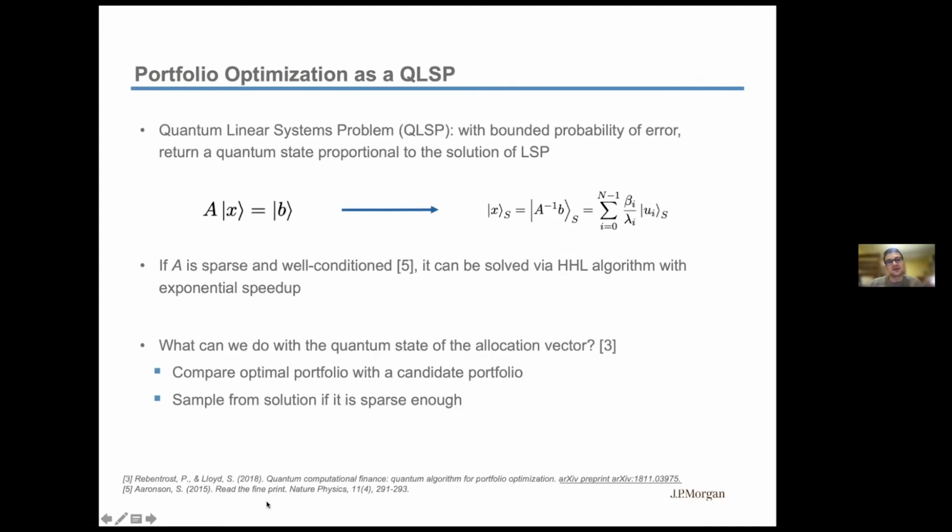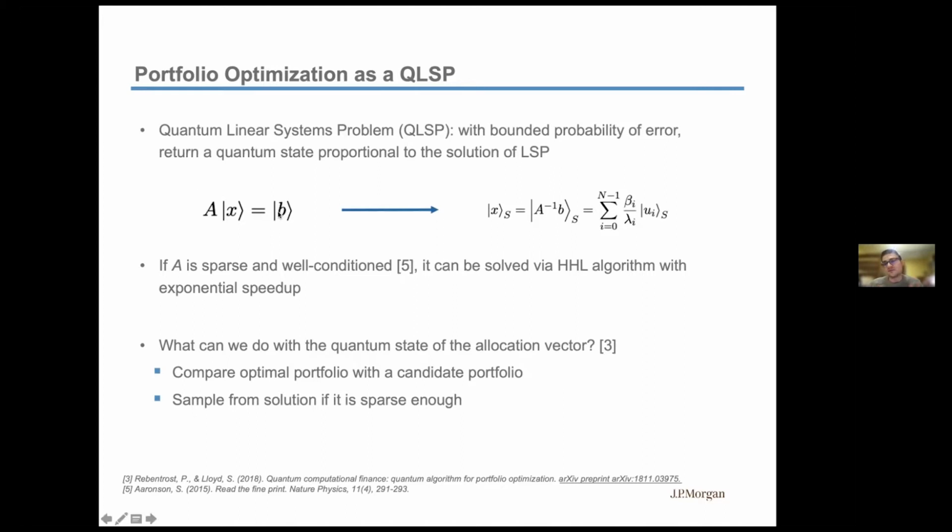Here we'll be formulating portfolio optimization as a QLSP. QLSP stands for Quantum Linear Systems Problem. This was the problem developed alongside the HHL algorithm, and it is known to be a BQP-complete problem, so all polynomial time quantum computing can reduce to sparse matrix inversion. What this allows us to do is take the original linear system and convert it into a quantum linear system where, when we invert the matrix, we get a state that's proportional to the solution of the original linear system.